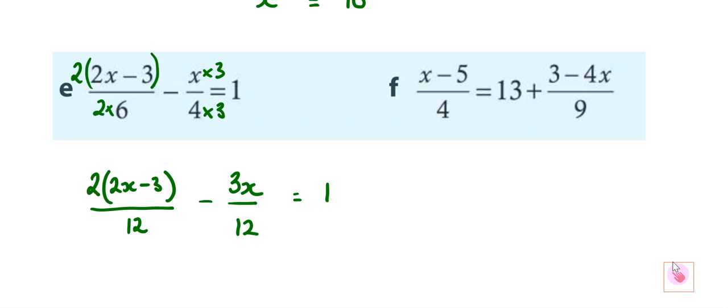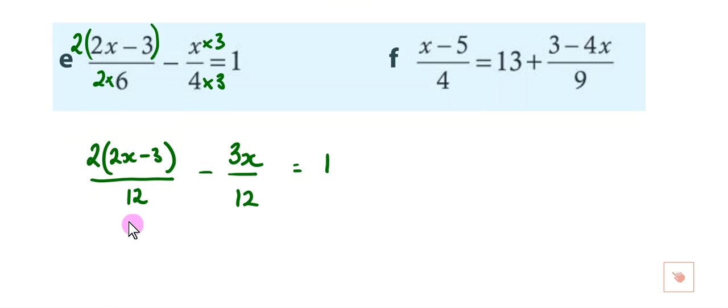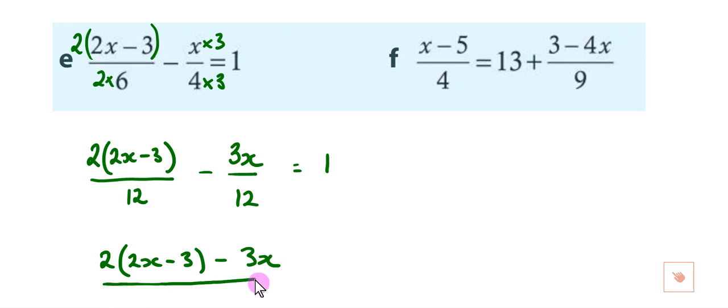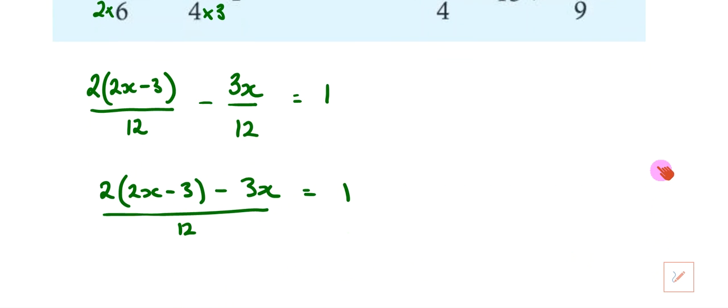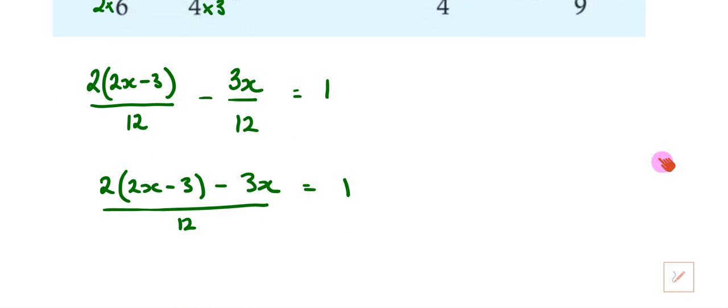What does that then give you? Well, when you subtract fractions, you just subtract the tops. Minus 3x, all divided by 12. So that's just adding fractions or subtracting fractions, right? Yeah. And obviously now we're in a very similar position to where we were before.